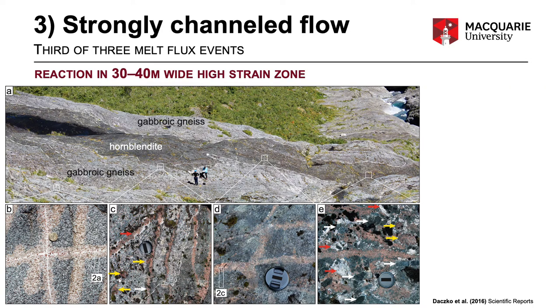The largest of these shear zones is 30 to 40 metres wide and dominated by hornblendite. Panels B, C and D are showing you the progressive replacement of the earlier formed rocks towards the shear zone and into the shear zone. You can see that the grid pattern of garnet reaction zones gets replaced by a grid pattern of garnetite in hornblendite. Panel E is showing that some parts of this shear zone are pegmatitic, where there's coarse amphibole, shown by the white arrows, plagioclase by the red arrows, and garnet by the yellow arrows.